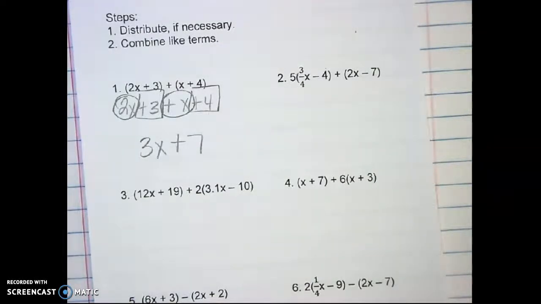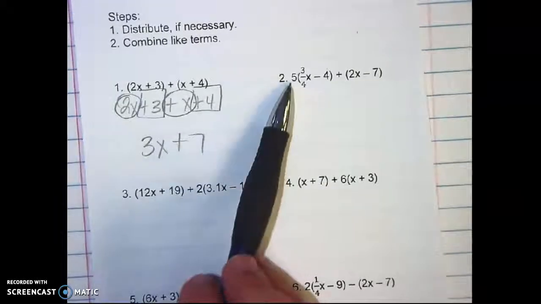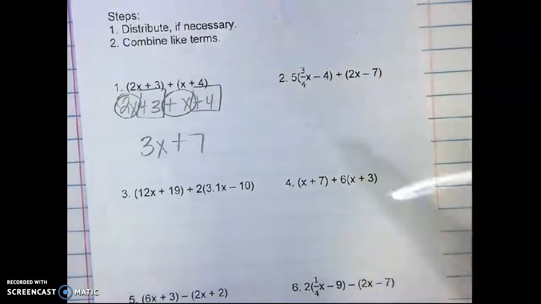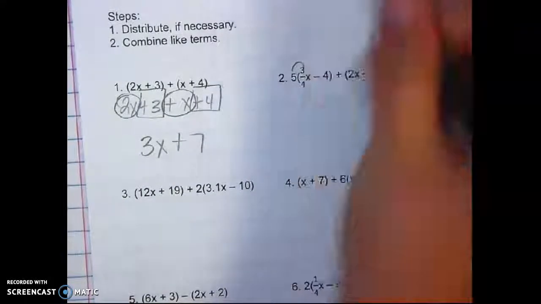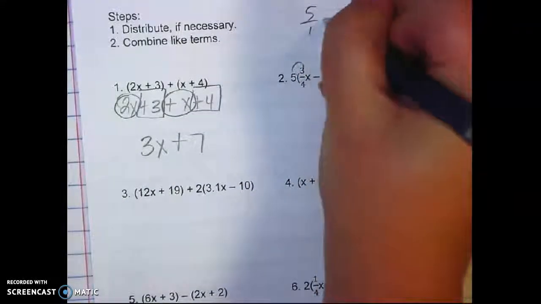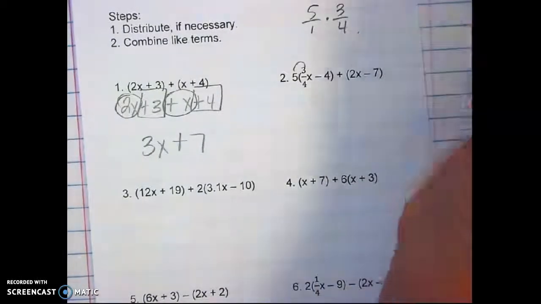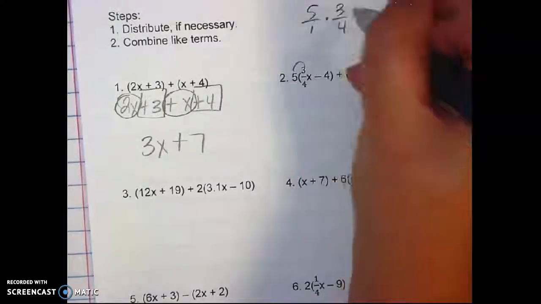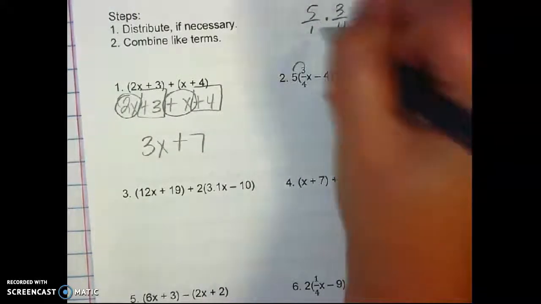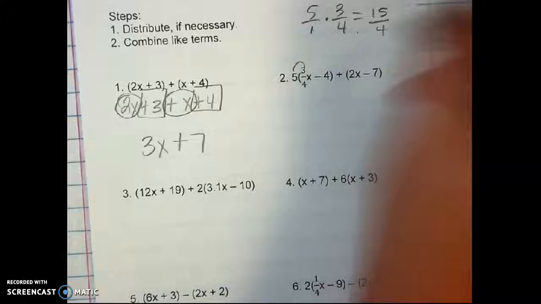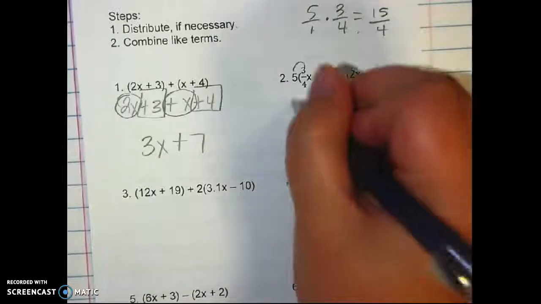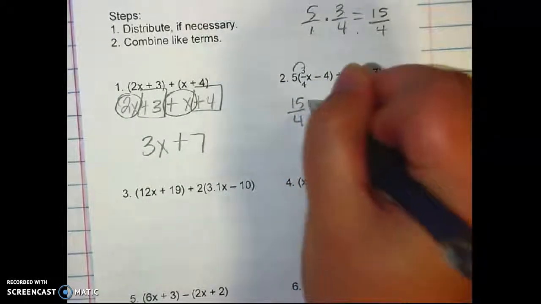If you have a problem like number 2, we have a number on the outside of the first expression, so we have to distribute. This becomes 5 over 1 times 3 over 4. I cannot simplify anything, so I just multiply straight across. 5 times 3 is 15. 1 times 4 is 4. So I have 15 over 4. Keep your variable.